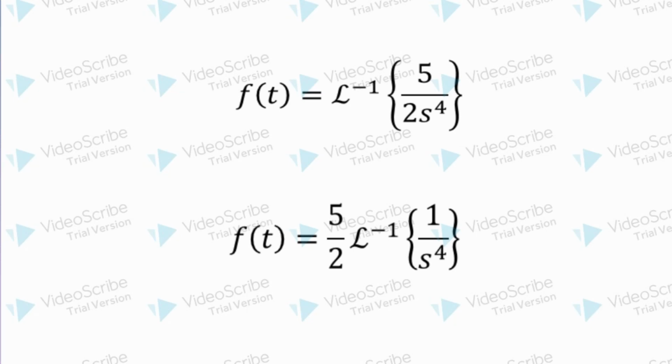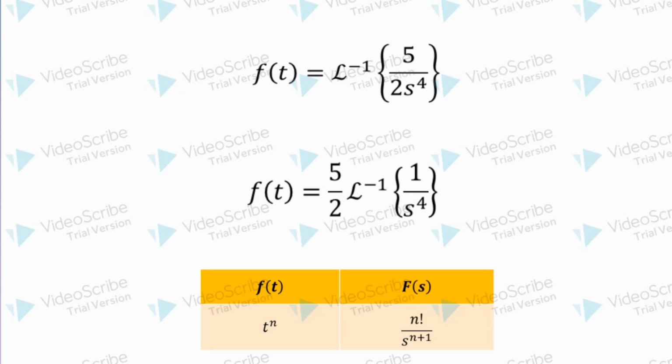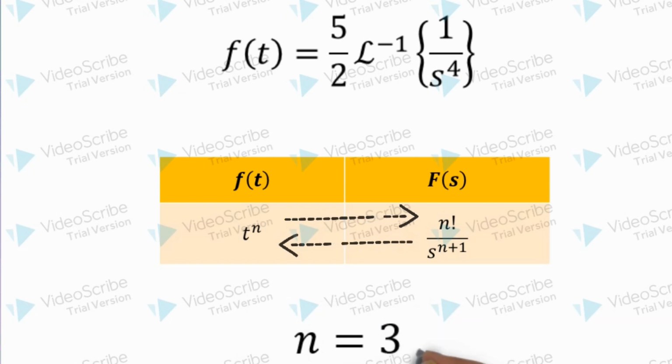The reason why is we can easily match the equation with the form of the s function in the Laplace transform table. In this case, by looking at the Laplace transform table from t function to s function, t to the power of n is n factorial over s to the power of n plus 1. And the inverse is from s function to t function, we should have t to the power of n. Referring to the equation, n is equal to 3.